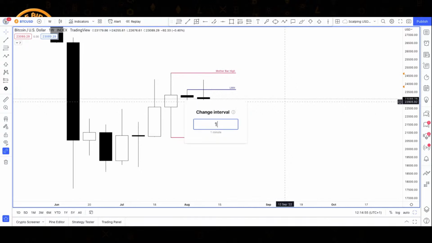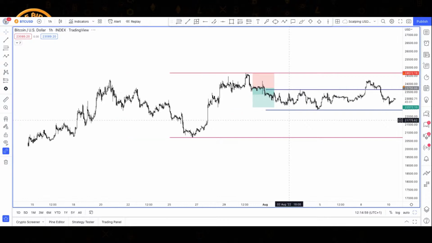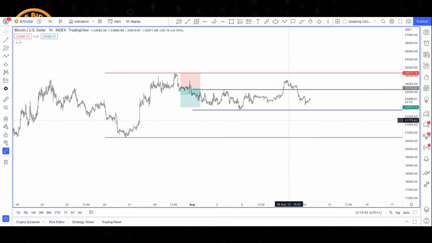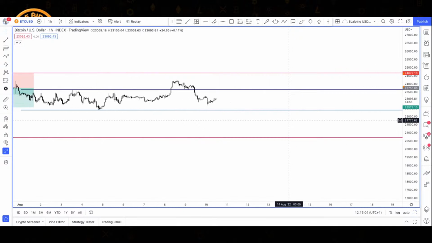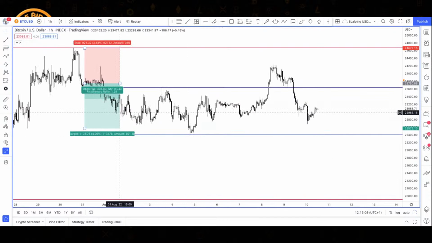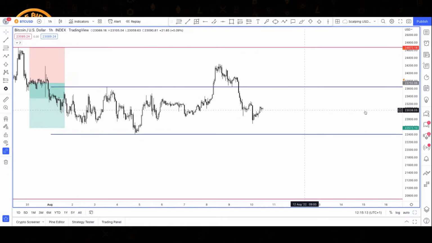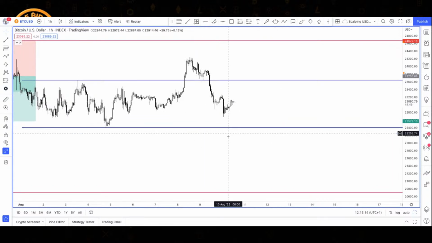So let's take a look at the hourly and see where our high probability trade setups are. If we see price in a range, and let's just say this has been pinging around in this range here, we've had here to here, now we've deviated the highs, our expectation is for price to come down and test the lows.